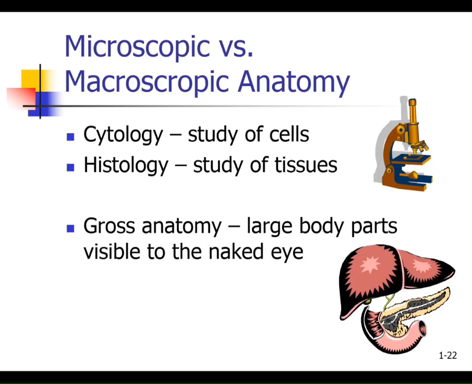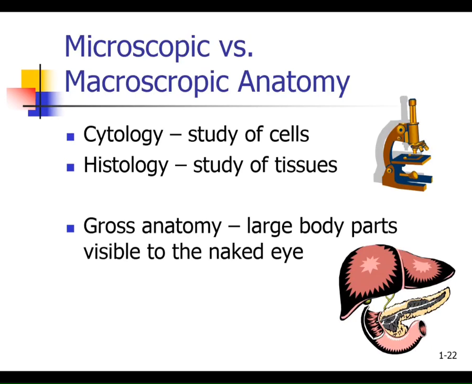So let's begin by describing these two terms, microscopic versus macroscopic. Okay, microscopic versus macroscopic anatomy. Pretty easy. Microscopic, what you need a microscope for, things that are too small to see with the naked eye. Macroscopic, those things which we can see with the naked eye.